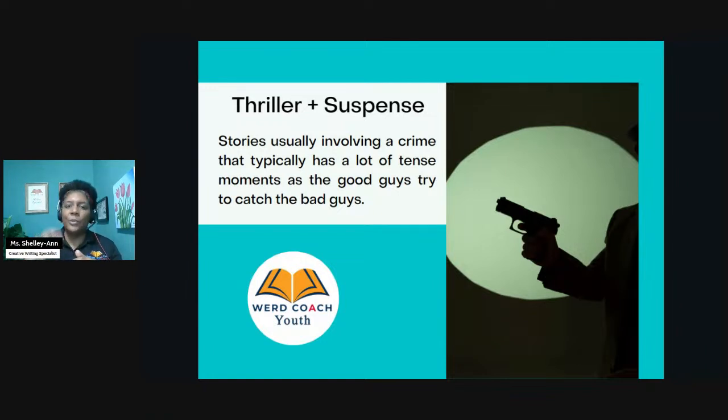We're looking at the explosion has not happened yet. There's a bomb planted somewhere, and we're trying to find the bomb before it explodes, and we're stopping the crime before it happens. So that's really the difference between thriller and suspense and mysteries.